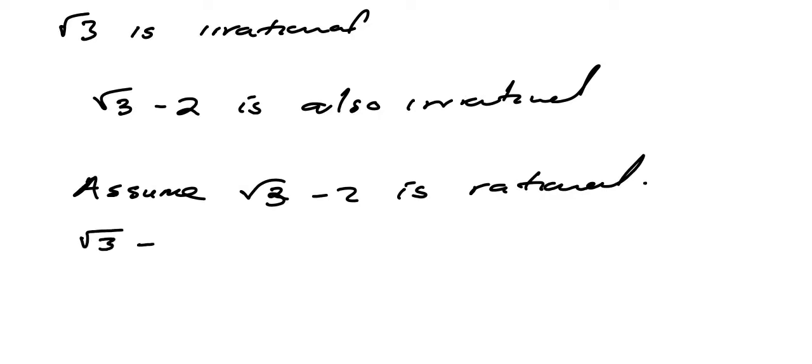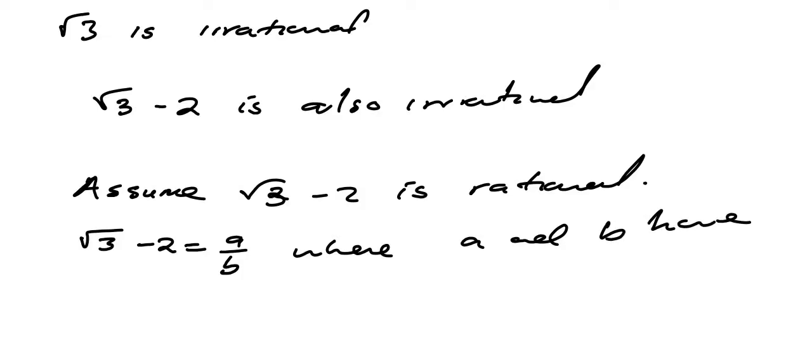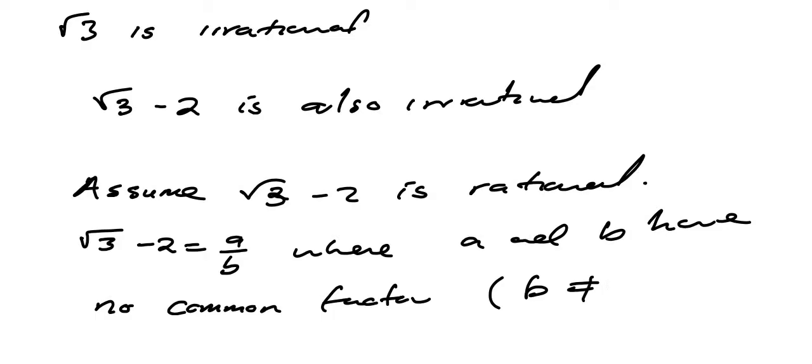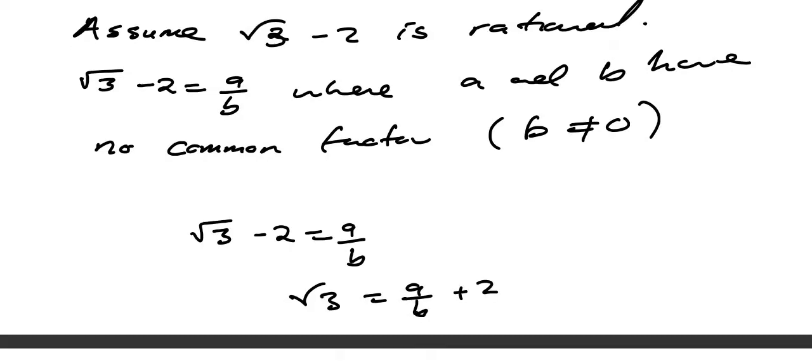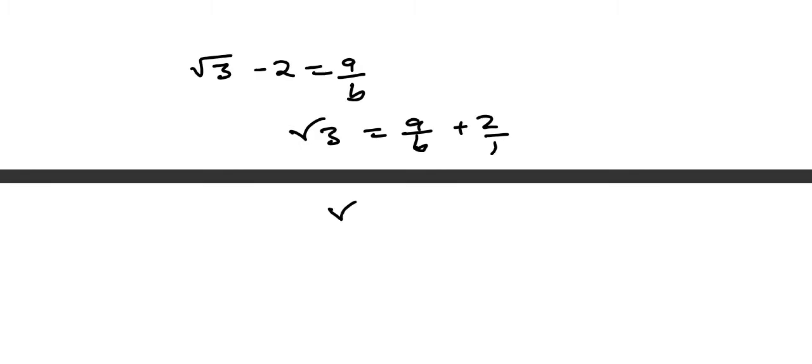So we're going to say root 3 minus 2 is the same as A over B, where A and B have no common factor. That's the definition of a rational number, right? And B is also not equal to 0. Now we take root 3 minus 2 and solve it. This is just going to be root 3 is equal to A over B plus 2. Then if you combine the right-hand side, your common denominator is B. This is just going to be A plus 2B over B.